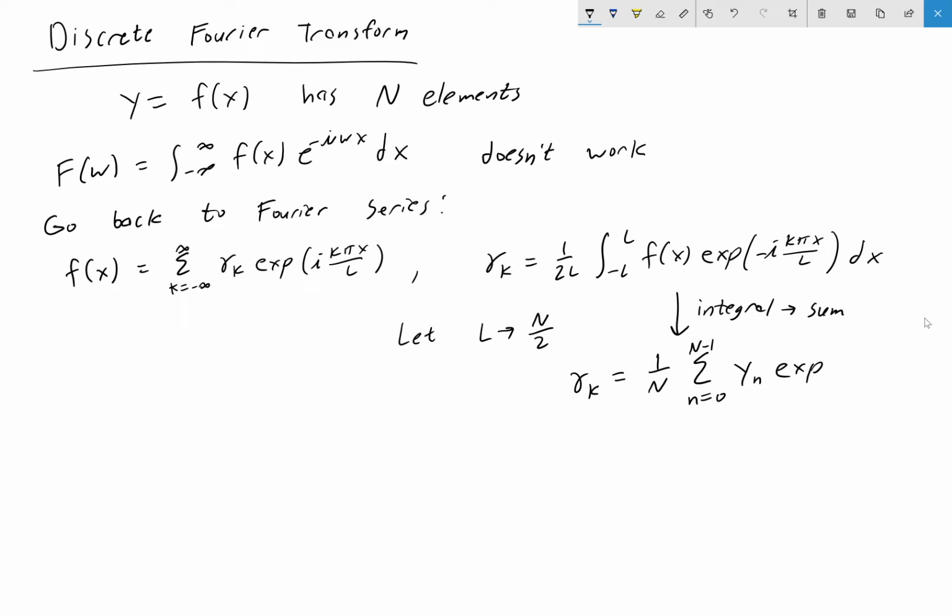And then we have the exponential, and that part hasn't really changed other than we've changed what L is. So we're going to have a negative i here, and then we're going to get 2 pi k n divided by capital N. So I still have k and n, k giving us the kth element of gamma. So basically now gamma is an array.